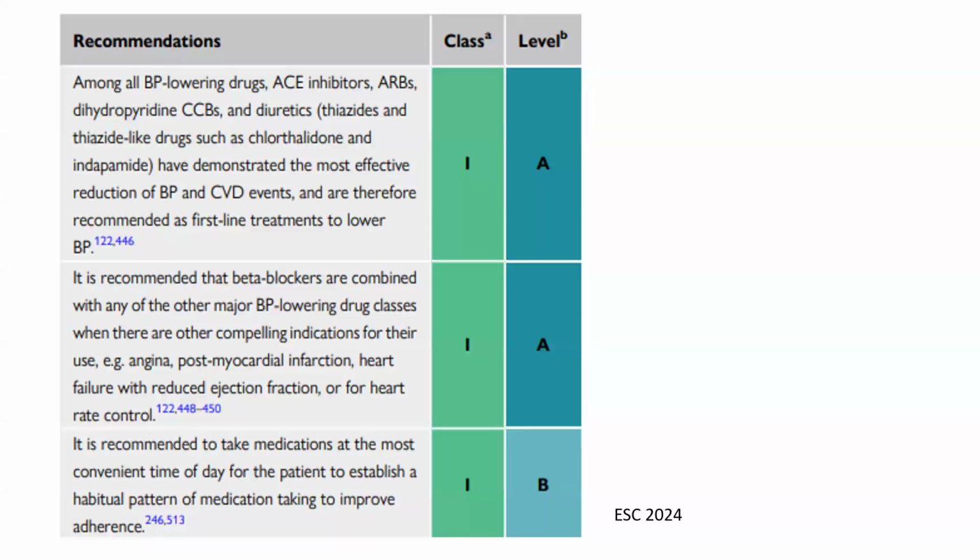So among all blood pressure lowering agents, these medications we just mentioned, ACE inhibitors, ARBs, dihydropyridine calcium channel blockers, and diuretics, are given a class 1A indication, and they're the first line antihypertensive agents, but beta blockers are recommended to be started when there are compelling indications like heart failure, MI, angina, atrial fib, and so on.